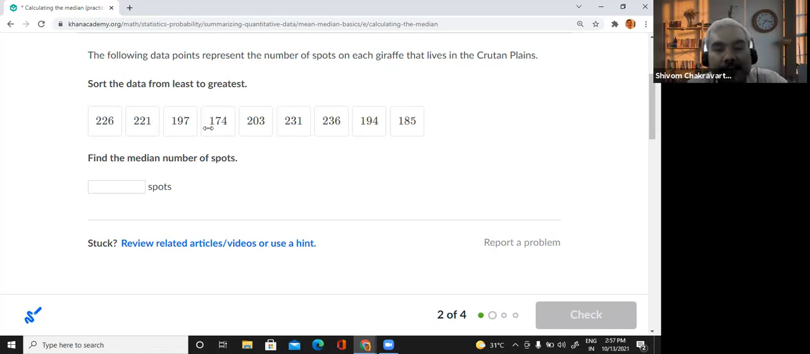Another giraffe had 221 spots. One had 174 spots, like that. So now we want to find the median number of spots. So again, we will do the same thing. We will arrange first from least to greatest. So least here is 174, then 185.